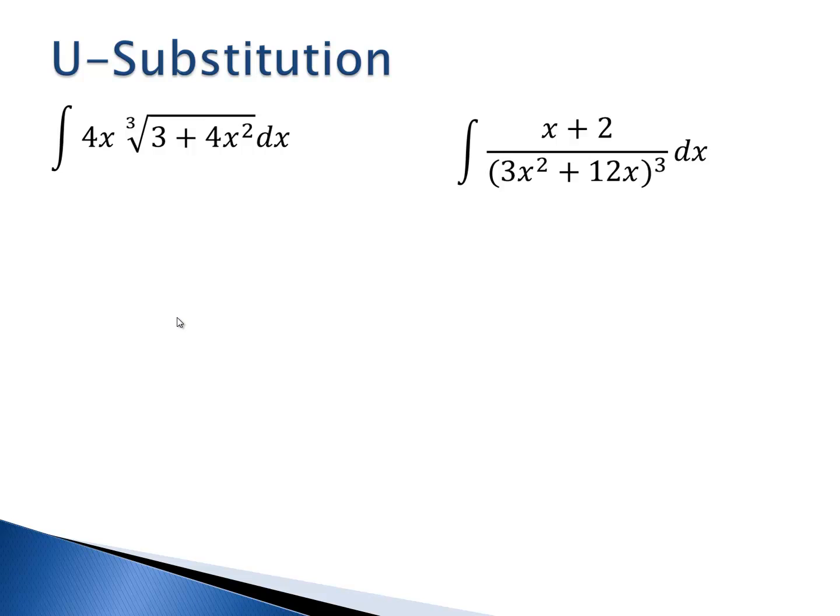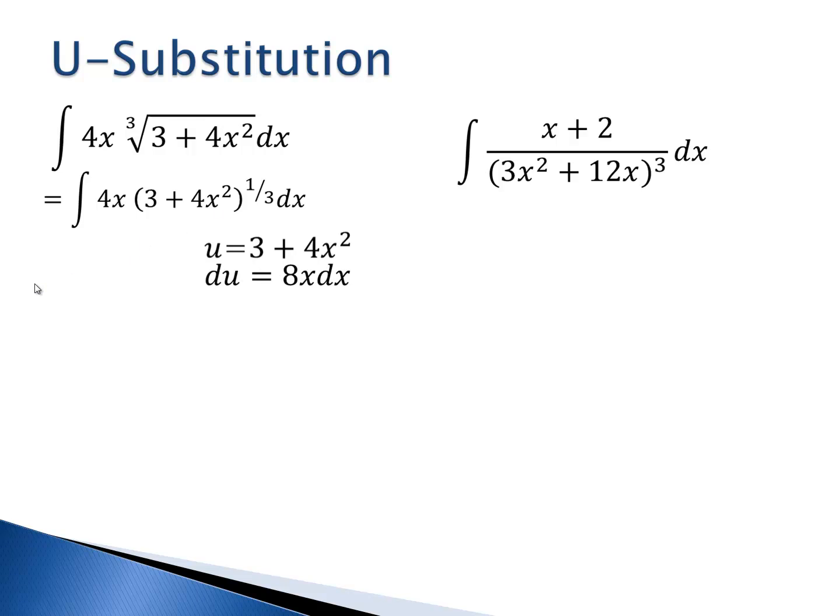Alright, and in this case, I think the correct substitution would be the inside of that cube root, 3 plus 4x squared. So first we might think to rewrite it. Rewrite that cube root as a 1/3 power. And there's our u, 3 plus 4x squared. Again, something raised to a power is usually a good candidate for our u. And take the derivative, we get our du.